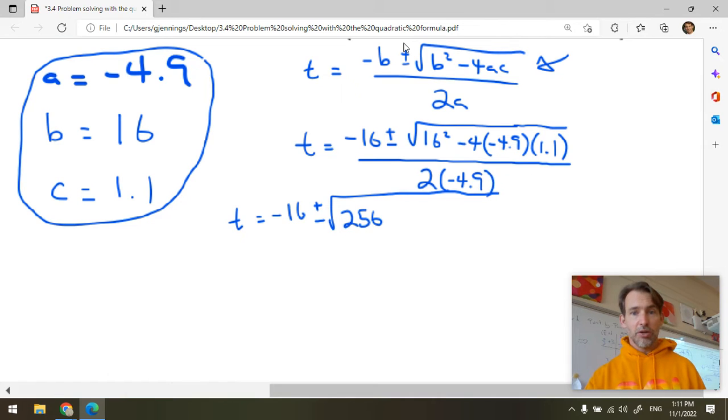256 is 16 squared. Maybe I should do these lines in different colors. Oh man, I lost my buttons. 256 minus 4 times 4.9 times 1.1. Well, let's do that on a calculator.